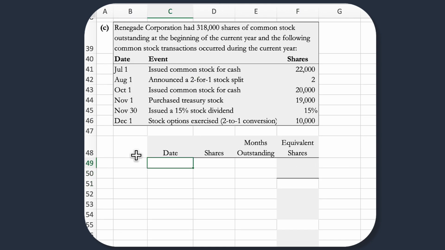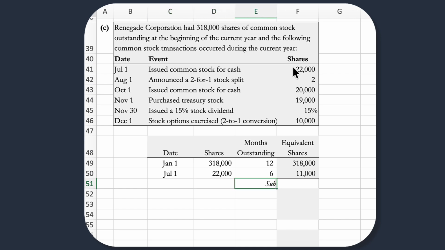Last one here, we've got Renegade Corporation, who has 318,000 shares outstanding on January 1st for 12 months. So for the sake of being consistent, we'll go ahead and work that out. Then on July 1st, they issue an additional 22,000 shares. Those were outstanding for 6 months. We'll weight those. And then we've got a 2-for-1 split.